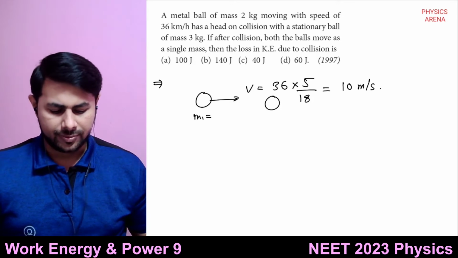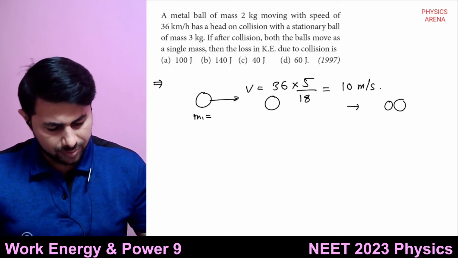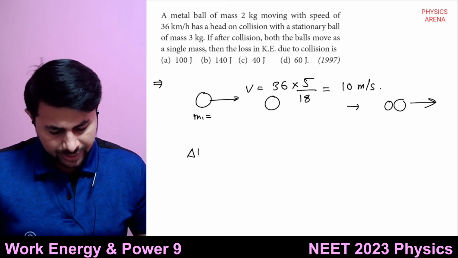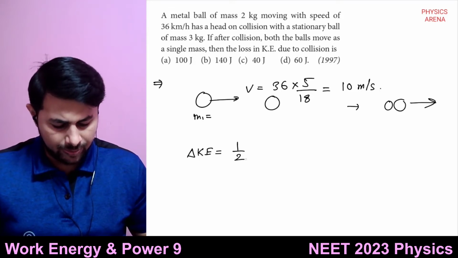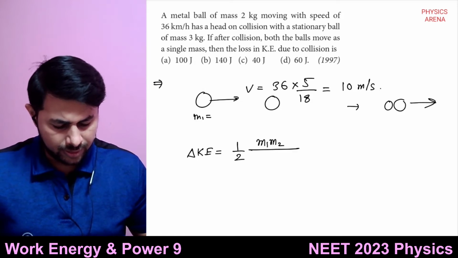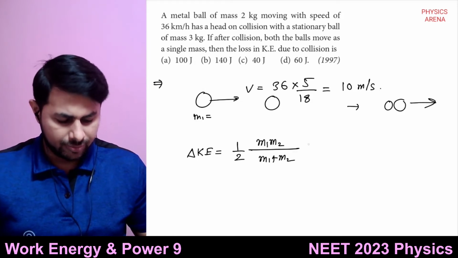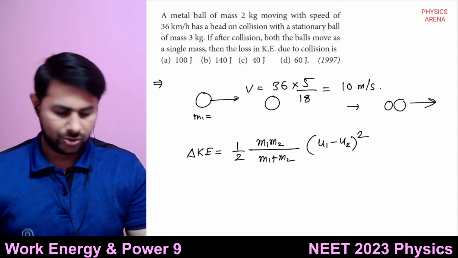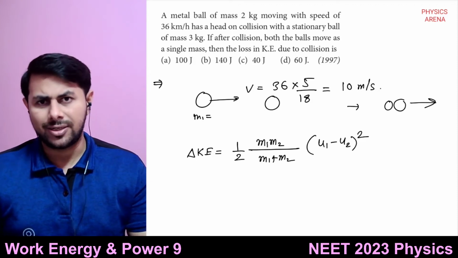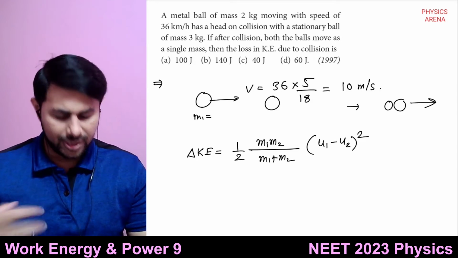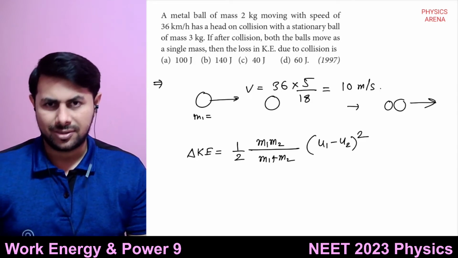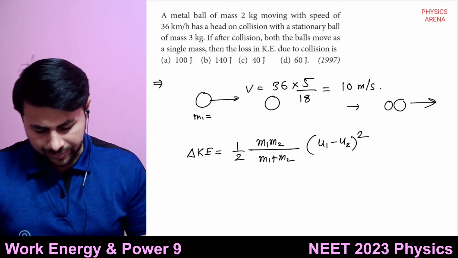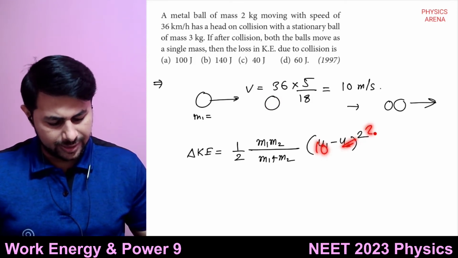It collides with the second ball, and after collision these two move together, right? So what's our formula? The change in kinetic energy or loss in kinetic energy is half of m1 m2 divided by m1 plus m2 multiplied by u1 minus u2 square in case of perfectly inelastic collision. How do we gauge whether the collision is perfectly inelastic or not? If they stick with each other, it is perfectly inelastic. So this is perfectly inelastic. How much is u2? u2 is 0.